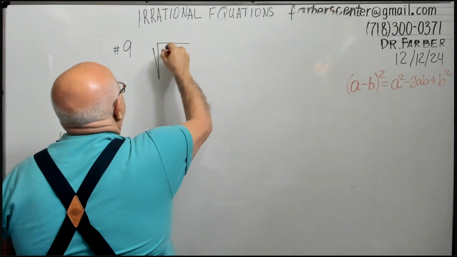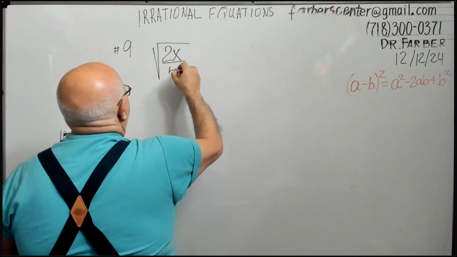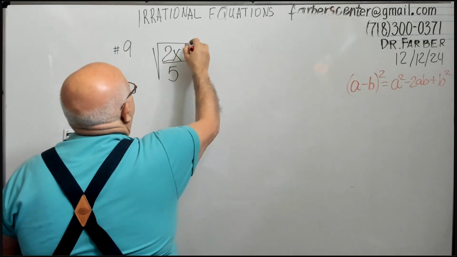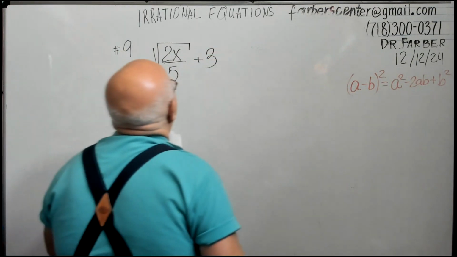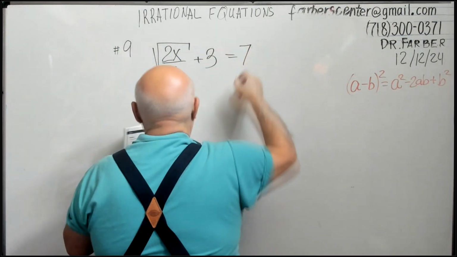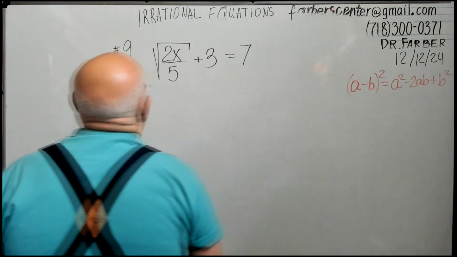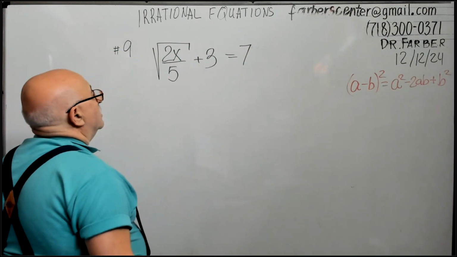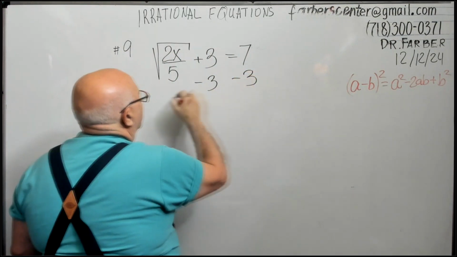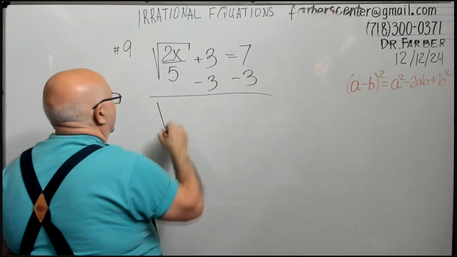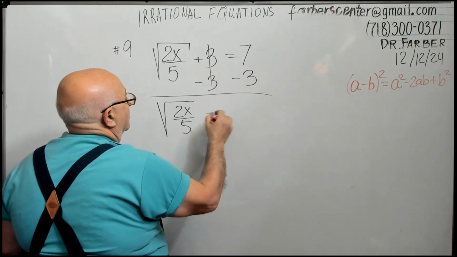Square root of 2x over 5 plus 3 equals 7. I do very slowly. Isolate the radical. Minus 3 and minus 3. Bring down square root of 2x over 5, cancel out, equals 4.